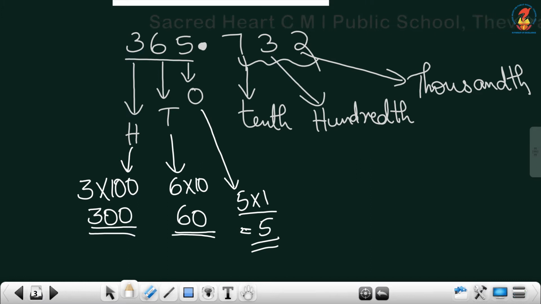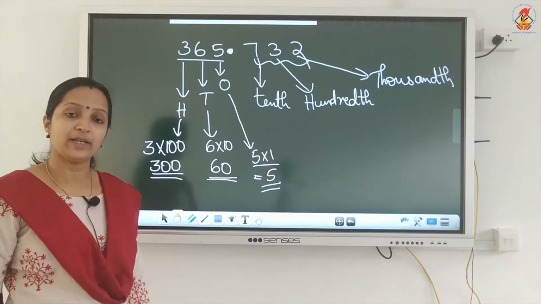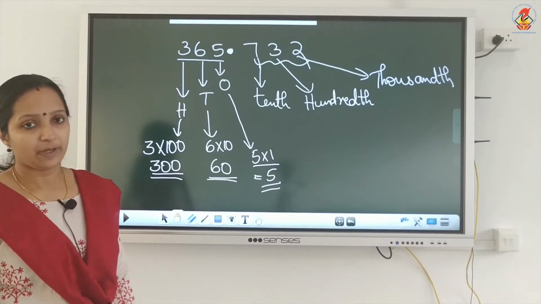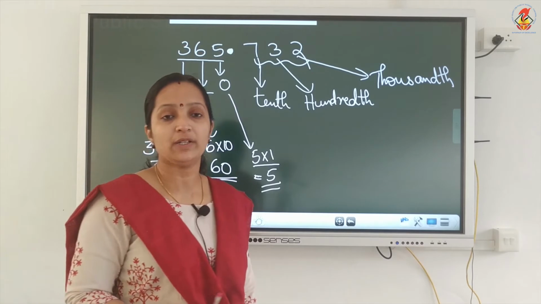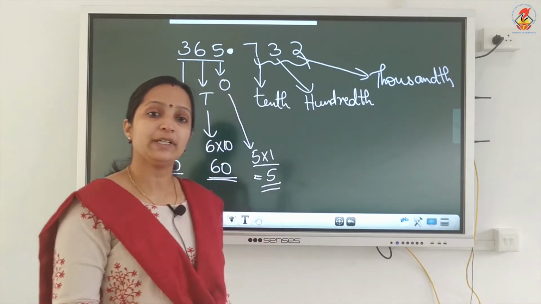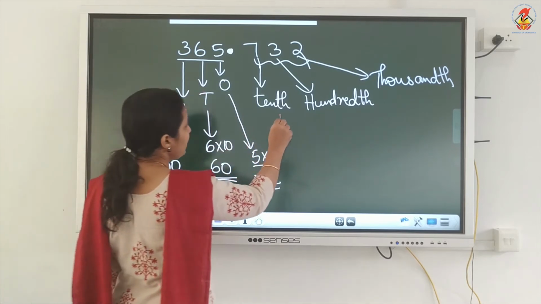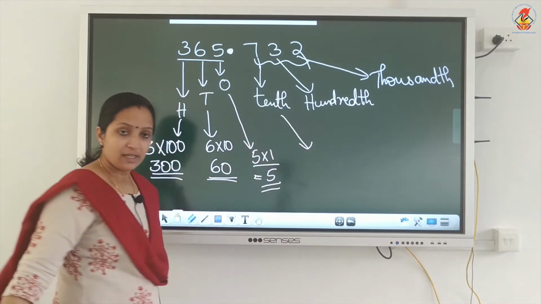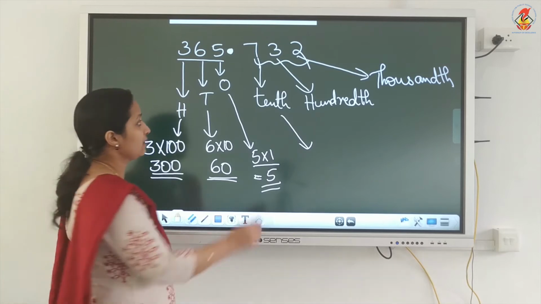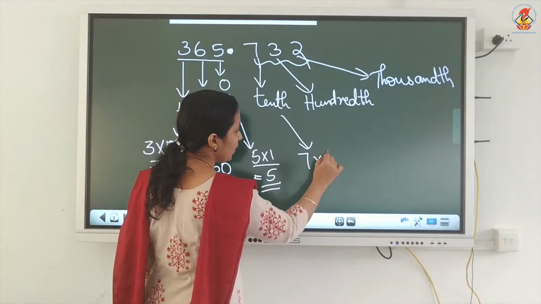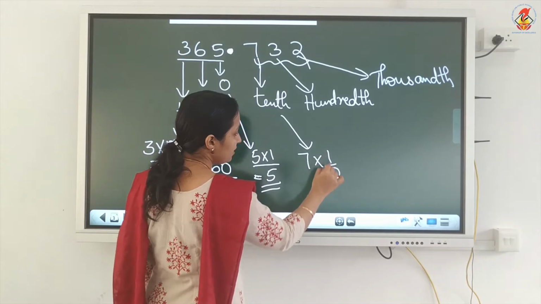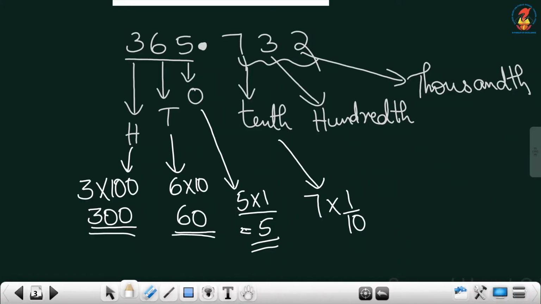So how did you find the place value of the whole number part? The same way you have to find the place value of the decimal part. We already studied that for finding the place value of a particular digit, you have to multiply the digit with the corresponding place. Like the same way 7 is standing in 10th place. How will we represent 10th? That means 7 into 1 by 10. What is the answer? 7 by 10. The place value of 7 is 7 by 10.